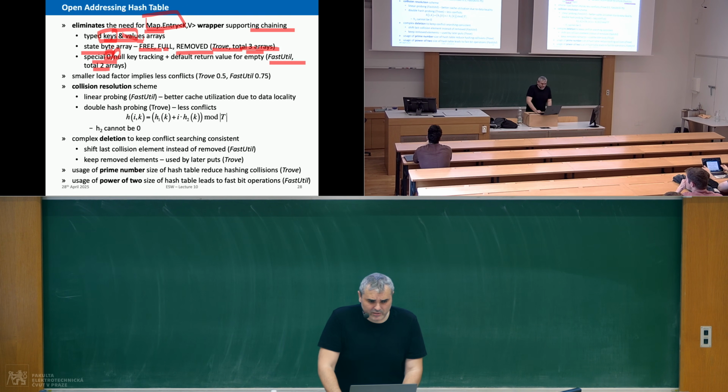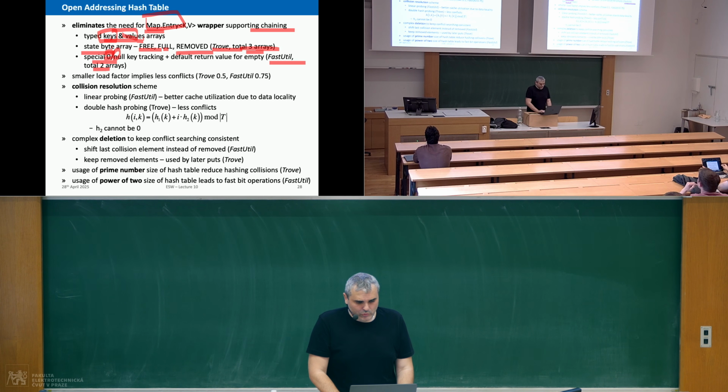Also, these collections for performance sometimes use a different default load factor. The standard collection, standard hash map, uses a 0.75 load factor. It determines the moment when resizing of the hash table happens: what is the load of that? In this case, Trove has only 0.5 to reduce the amount of conflicts, collisions.